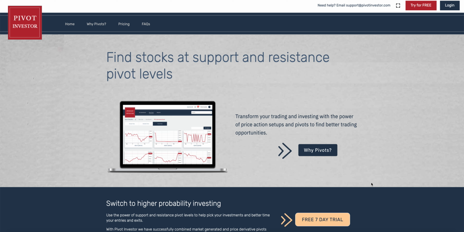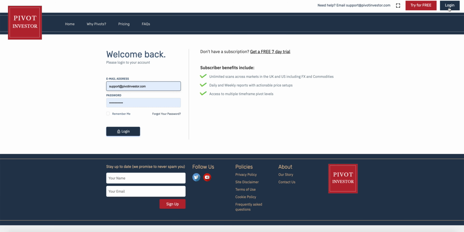I thought I would do a quick scan to demonstrate to you the typical scan that I run on a weekend to find opportunities for the upcoming week. So I'm on pivotinvestor.com. Just going to log in.